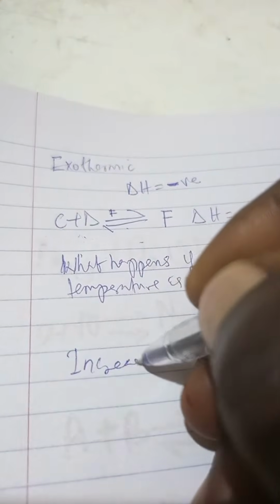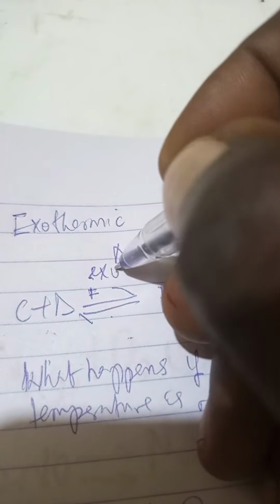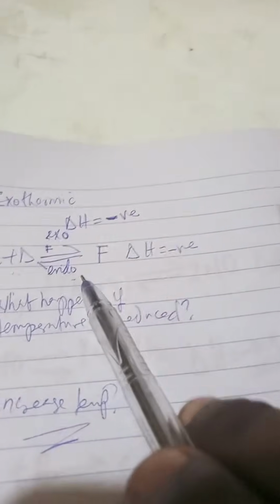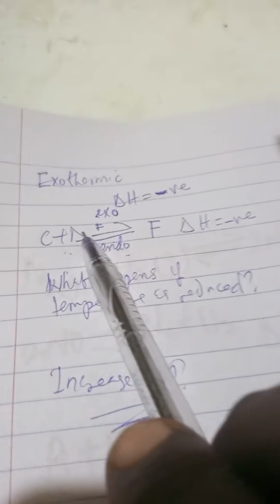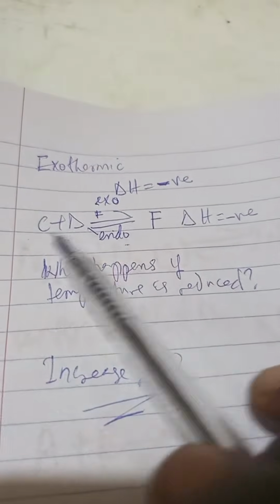But if you increase the temperature, what will happen? It will go back. And listen carefully. Let me tell you why it's like that. It's easy. Since the forward is exothermic, the backward will be endothermic. The forward is exo. The back will be endo. If I reduce temperature, it will go forward. If I increase temperature, remember from what we did before, if you increase the temperature of an endothermic reaction, it will go forward. So that means that if you increase the temperature of an exothermic reaction, it will go backward. And backward is where? Backward is favoring endothermic.